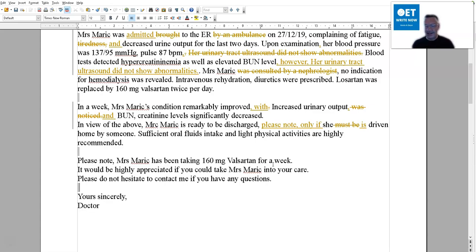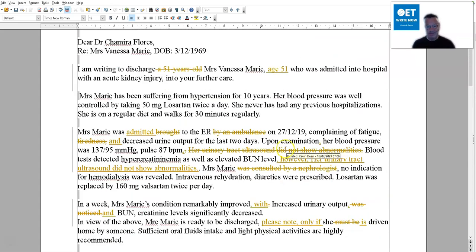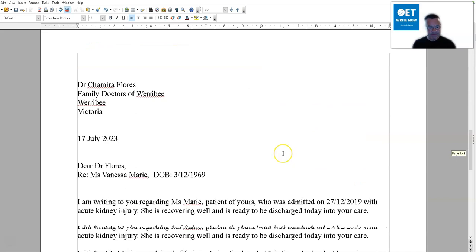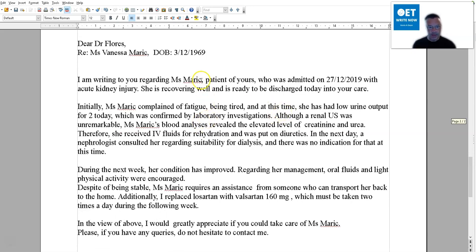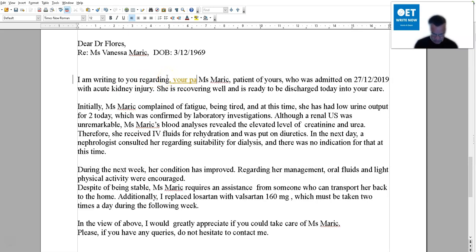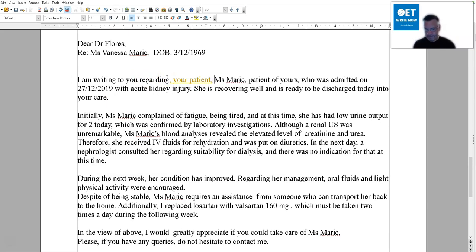Short sentences need to be joined up, and well, you can see now the second one. Why did you regard as marriage patient of yours, your patient? Okay, very well, but he's been discharged today into your care. I'm writing to you regarding your patient. Admitted on the 27th. Who's admitted on the 27th? Discharged into your care. Okay, that's not bad.